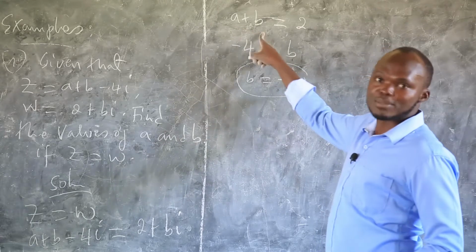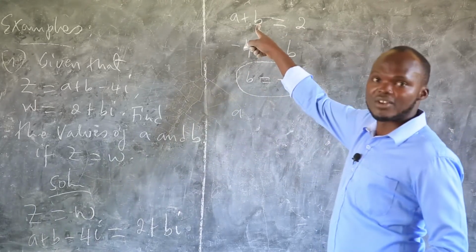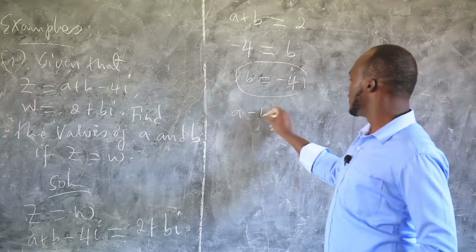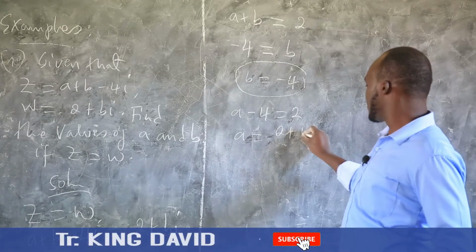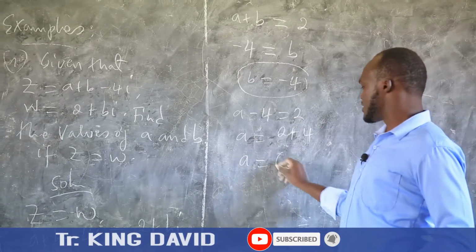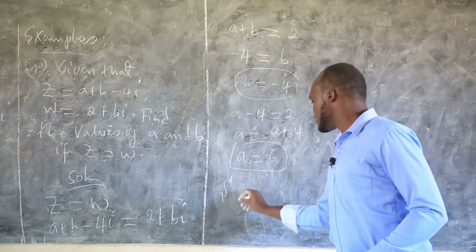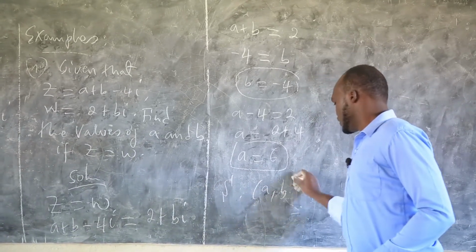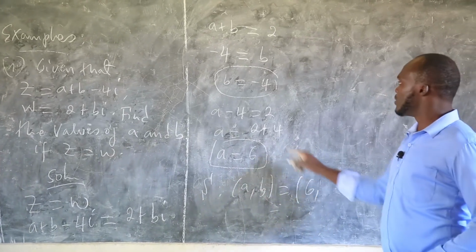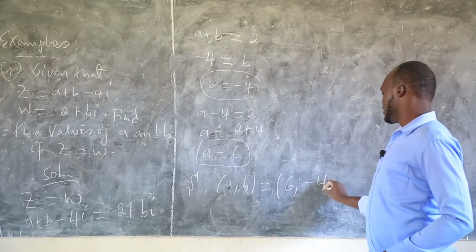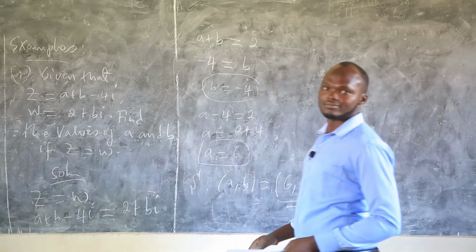So B equals negative 4. From A plus B equals 2, with B being negative 4, A plus negative 4 equals 2. So our A is 2 plus 4. Our A is 6. So our set containing A and B: what is our A? 6. And what is our B? Negative 4. So that's the answer for A and B.